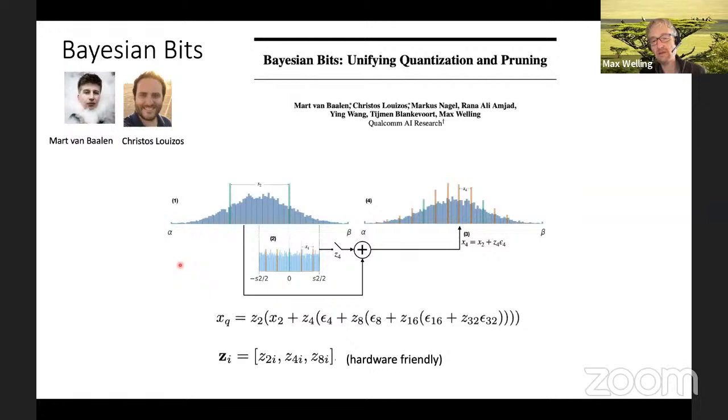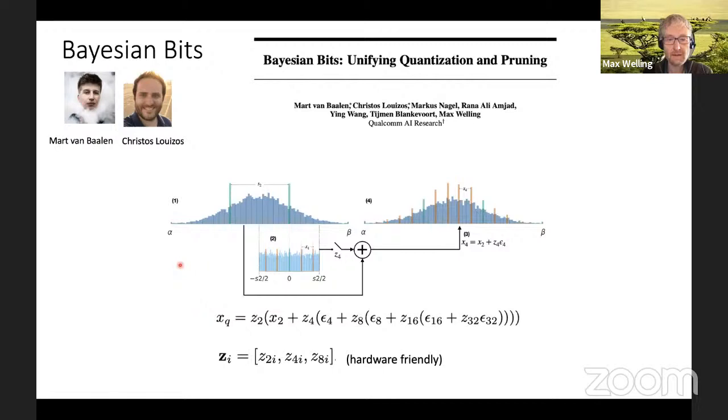The other thing is that we will decide on the number of bits in factors of two. And that's not really for any principled reason, except for the fact that it's good for hardware. In hardware, it's easier to work with 2, 4, 8, or 16 bits rather than with 5 or 7 bits.